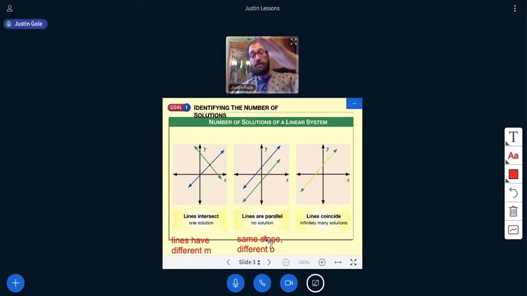If the lines have the same slope, same m, but different b for y-intercept, they start at a different point, they will go forever and they will never meet, like these lines right here. And the third option is same slope, same b. I could put same line as well, because in that situation, they're the same line. If there's just one line, there are infinite solutions, because think about it. If I have two equations that are exactly the same equation, anything that makes one of them true is going to make the other one true.